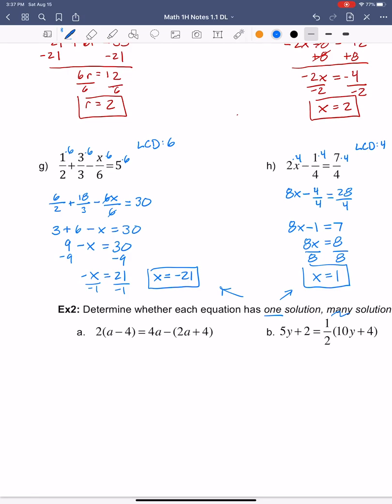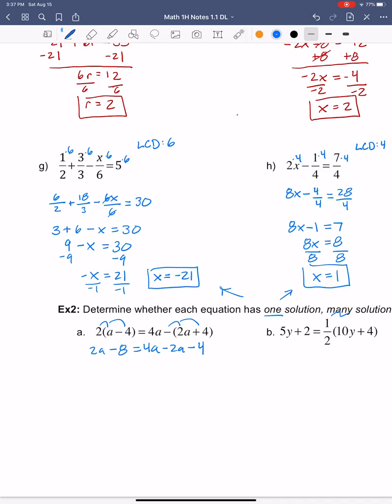I'm going to distribute where I can. So 2 times a is 2a minus 8 equals 4a. Notice I'm going to distribute, but I'm only distributing the negative sign because that's what's attached to the parentheses. The 4a is separate, so don't distribute the 4a. That's a common mistake. So we end up with negative 2a minus 4.